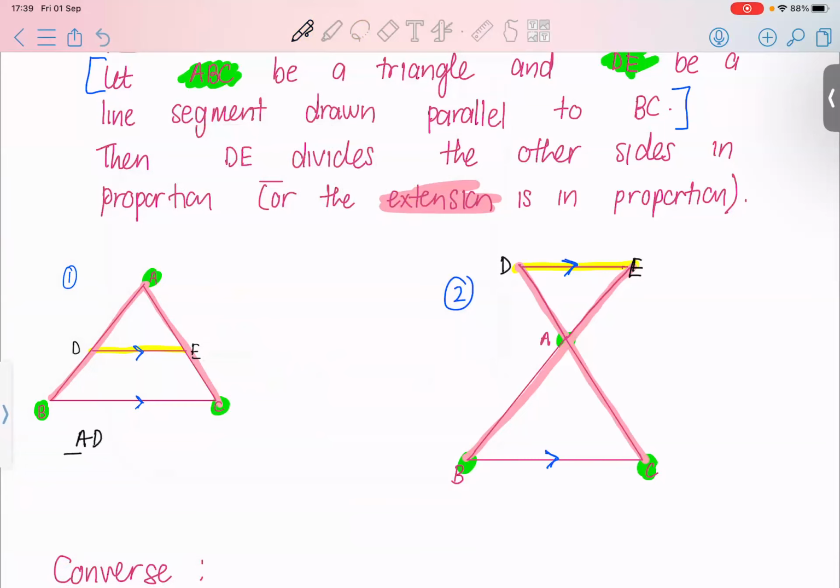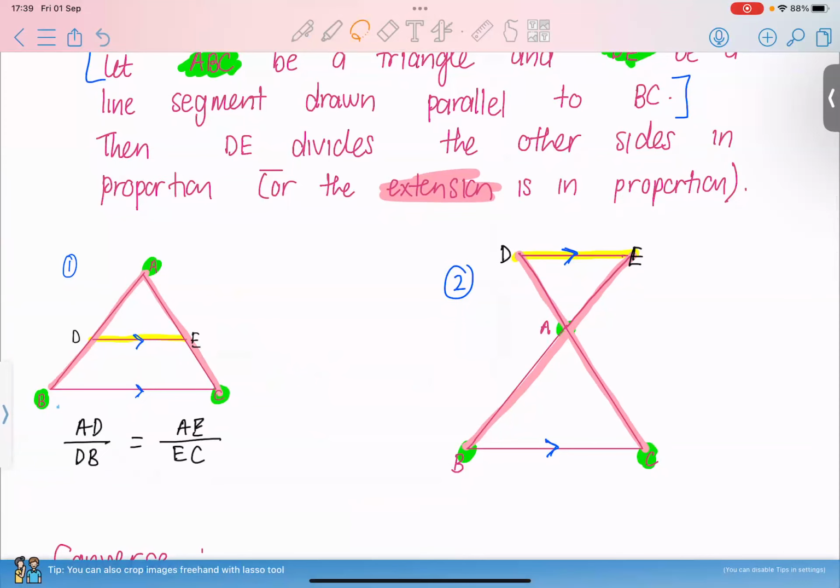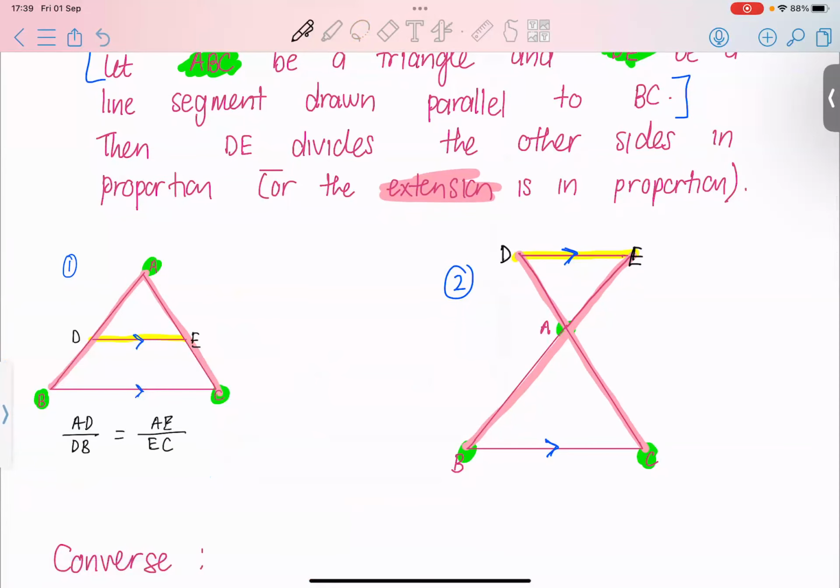This tells me that AD over DB is equal to AE over EC. That's one way of thinking of it. Or I can say that AD over AB is equal to AE over AC.